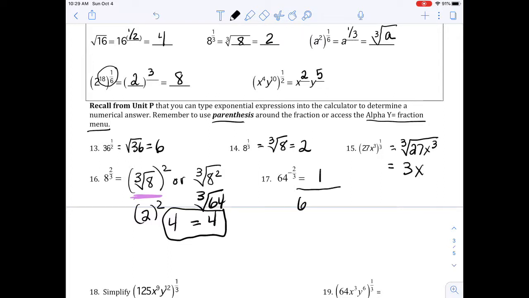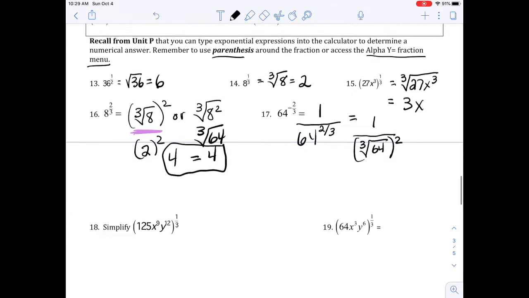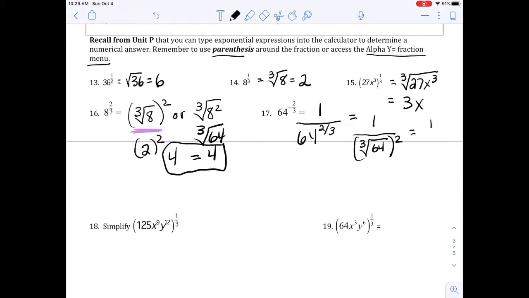All right, last one here, 64 to the negative 2/3. That's going to be 1 over 64 to the positive 2/3. And again, you can type that in your calculator if you want, or you can practice rewriting. That's going to be 1 over the cube root of 64, and then I'm putting the squared on the outside. Cube root of 64 is 4, so that's going to be 1 over 4 squared, which is 1 over 16.